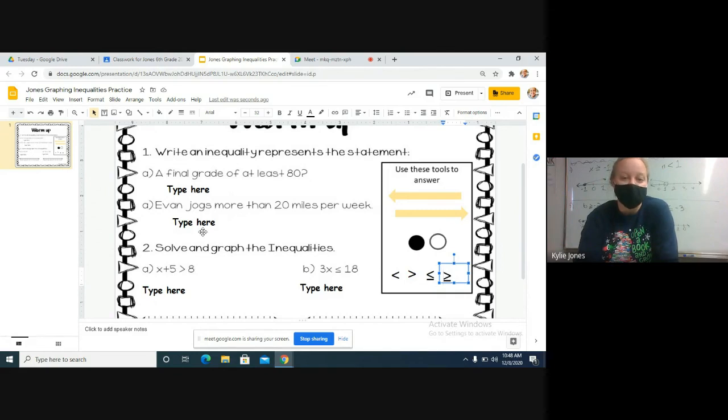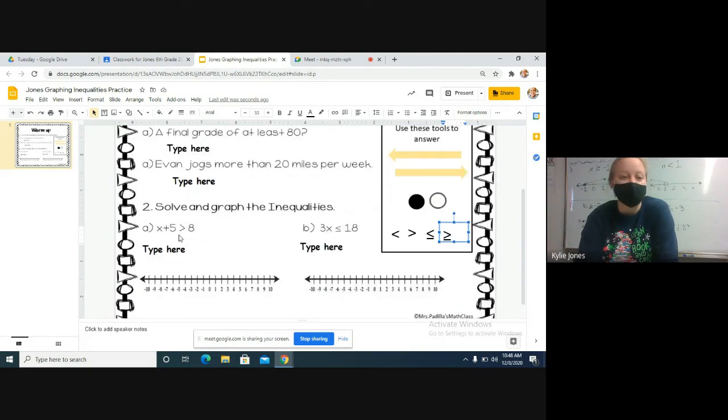For number 2, you need to solve these problems first. You need to solve for X. So solve the inequality and then you can graph the inequality. So you got to do 2 steps there. Solve them, then graph them.